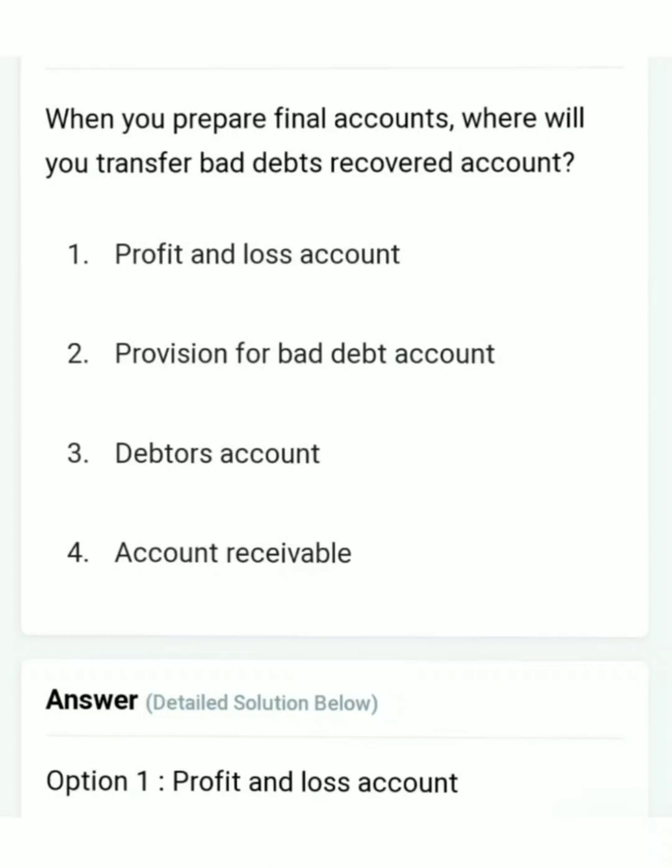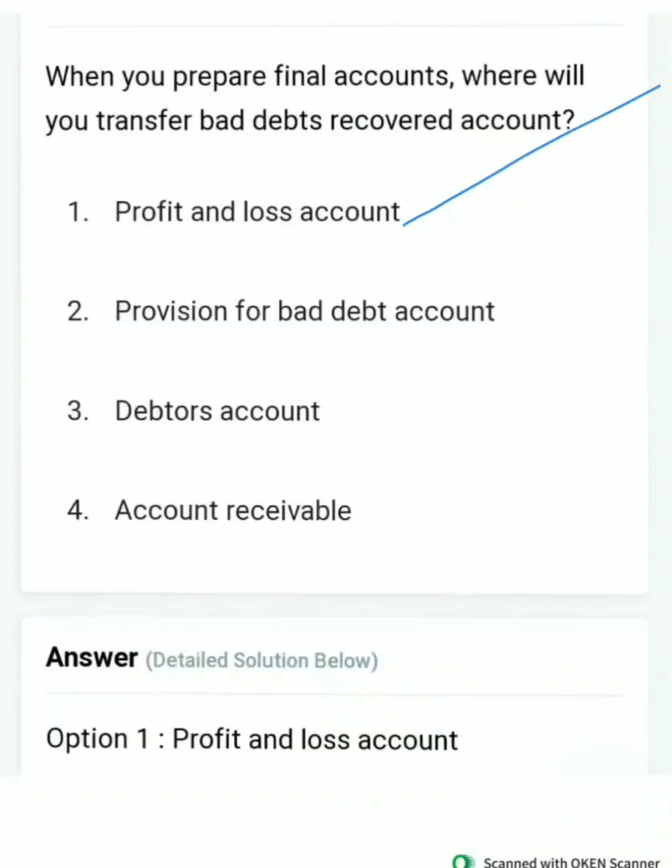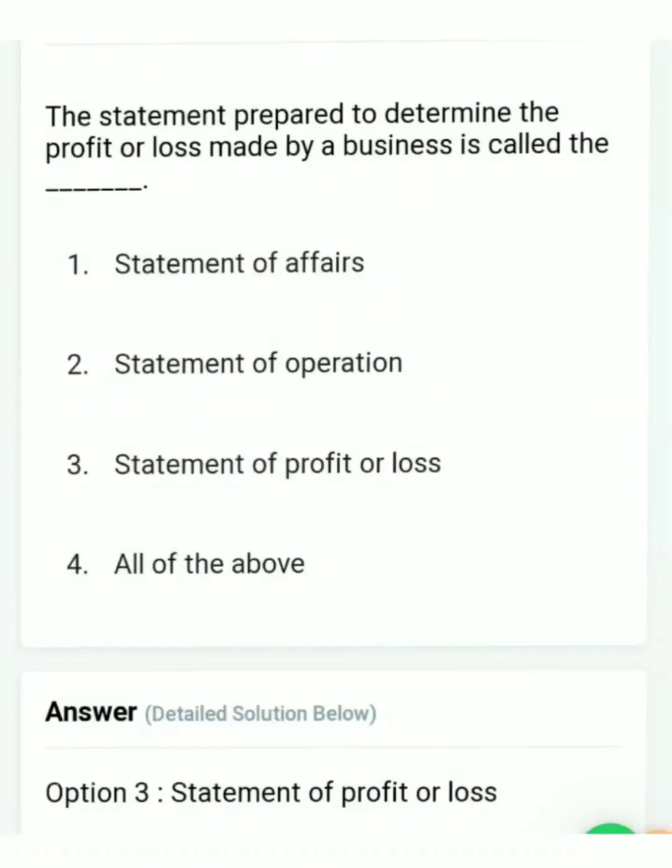The second MCQ, when you prepare final accounts, where will you transfer bad debts recovered account? Only bad debts, if given, is an expense, transferred to the debit side of the P&L account. But bad debts recovered is a non-operating income, which appears on the credit side of the P&L account. So out of four options, the first option, P&L account, is correct. Next question.